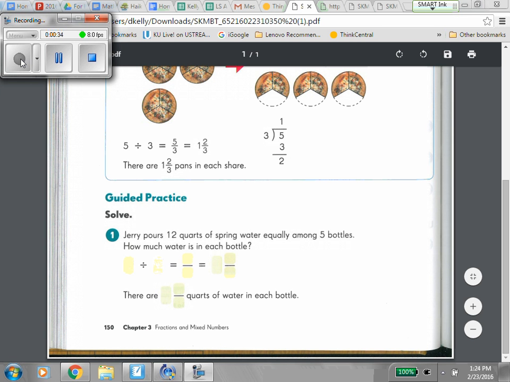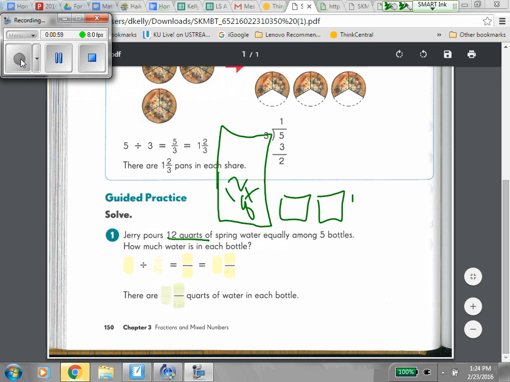Jerry pours 12 quarts of spring water equally among 5 bottles. How much water is in each bottle? This one we can actually do without any bar model. So just picture that Jerry has 12 quarts of spring water. So I'll just pretend this is a huge quart. It's 12 quarts of spring water. And he wants to pour them basically among 5 bottles. So we have 5 bottles, 2, 3, 4, 5. How much water is in each bottle?